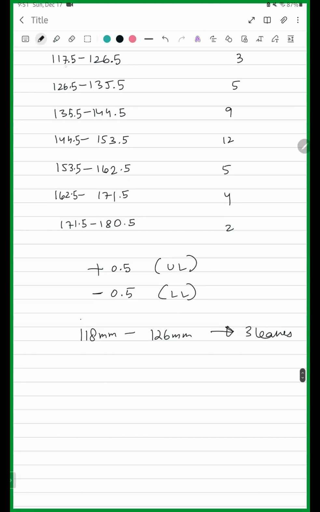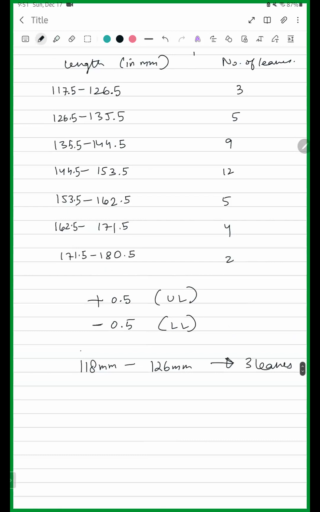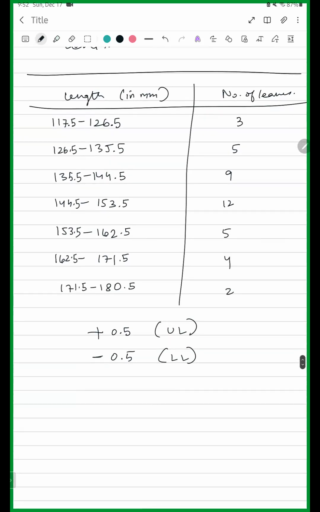Because you just increased the class size, the range, a little bit. How did you do that? Over here, the range was 8 and here it became 9. Why is it 9? Because you added 0.5 from here also and from here also. So basically, you're adding 1 in the range. So the class size has increased, but it's not going to change your frequency or the data. So now also, if you look at this table, between 117.5 and 126.5, you have 3. So we are not harming or manipulating our data. Okay, so this is question number 4.